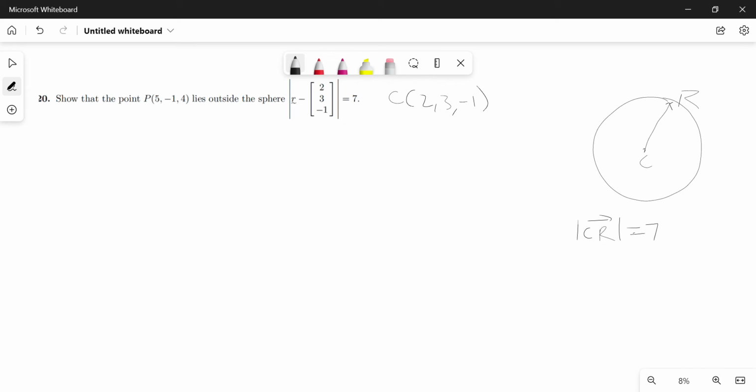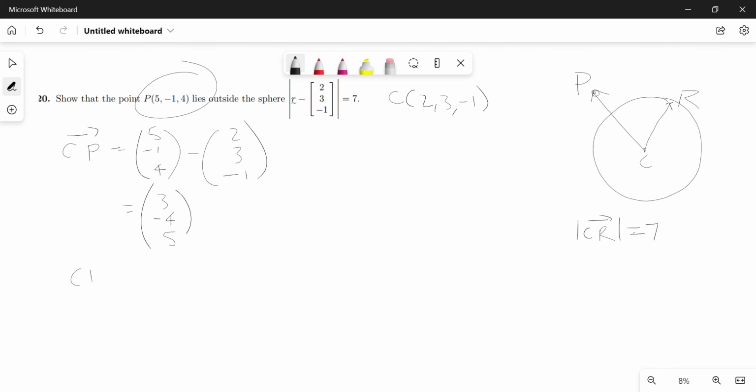So what we can do is, if we want to see whether a point lies inside or outside or on, we can have a look at the distance or at the vector from C to that point. So it says it lies outside, so for example, maybe it lies here. So we're now looking at the vector CP and looking at that distance. If I look at the vector CP, we would take the P point and minus that, so that position minus the C, the center, 2, 3, minus 1. And that would give us 3, minus 4, 5.